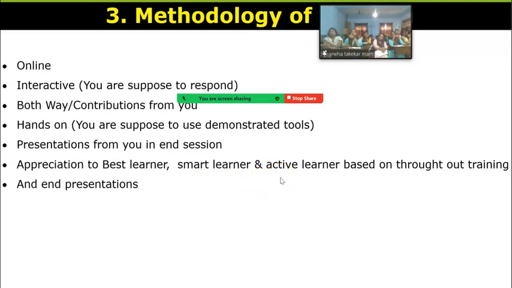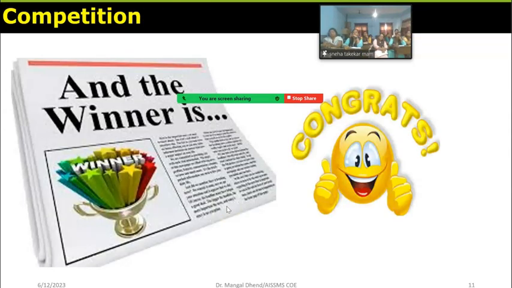So there will be two or three smart learners based on your responses, and an active learner. Active learner means continuously throughout the four sessions, activeness is there, sincerity is there. Okay. And then the end presentations will be there. So let us start and let us see who will be the winner.